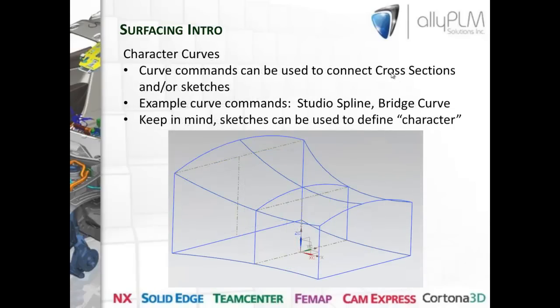Character curves can be connected, in this case, between the cross sections, or like I have specifically here, the sketches. Example curve commands may be the studio spline, bridge curve, law curve, being able to project a curve, composite curve, to build those in between, in this case, the control drawings. We'll look at a more specific example later, but just to give you an idea of the types of curves we're looking at.